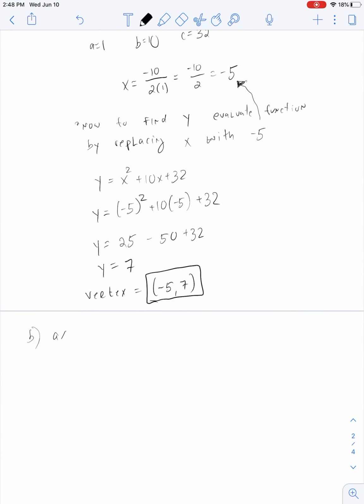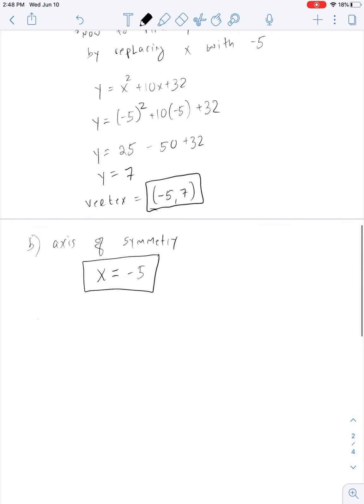Part B, axis of symmetry. We talked about that already. We said it's x equals the x value of the vertex, right? So this is just going to be x = -5. So now the question is, does it have a max or minimum value? Part C.